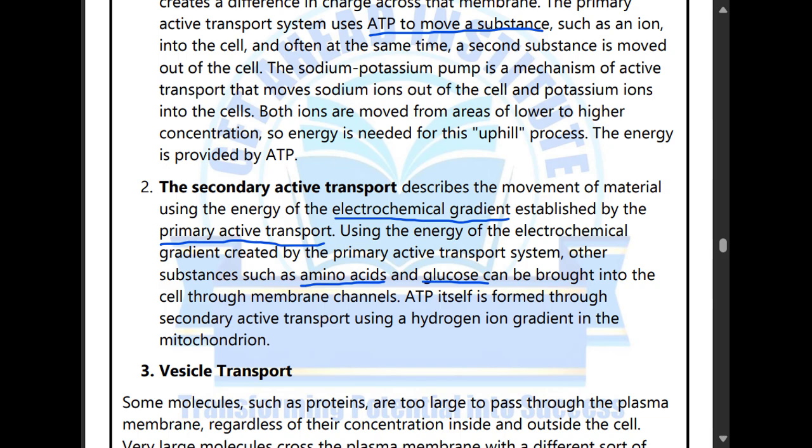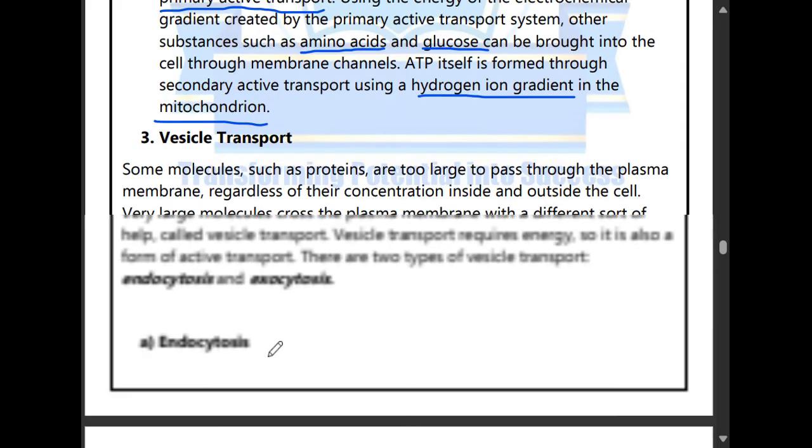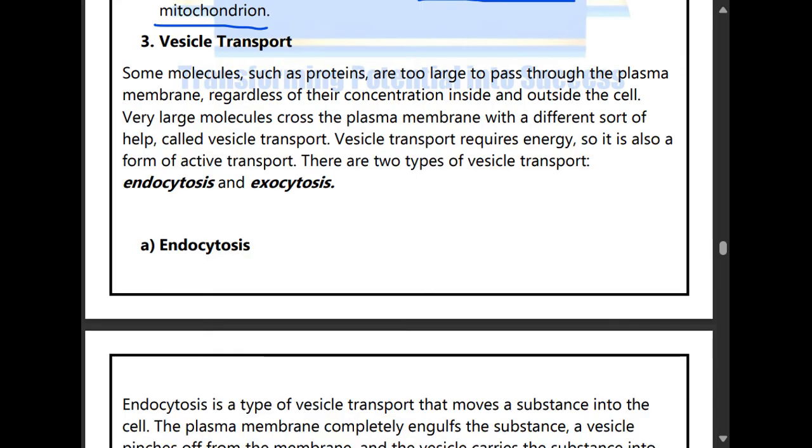Okay. The other important thing that you should take note with regards to secondary active transport is that the ATP itself is formed through secondary active transport using hydrogen ion gradient in the mitochondrion. Okay. Then we have two types of vesicular transport, of which I have talked about.